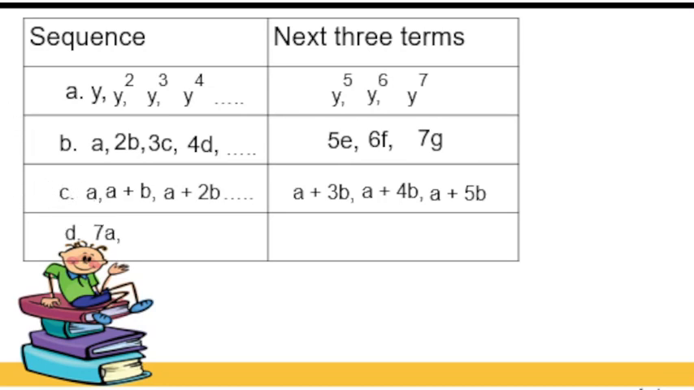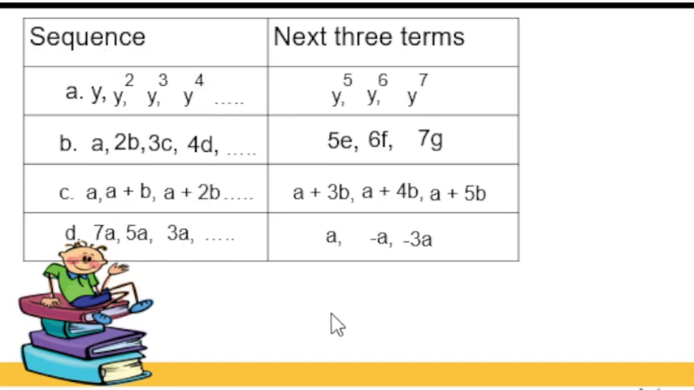And then we have the 7A, 5A, 3A. Okay, what would be the next? So that is A, and then negative A, negative 3A. So if you will notice that these are called a sequence.